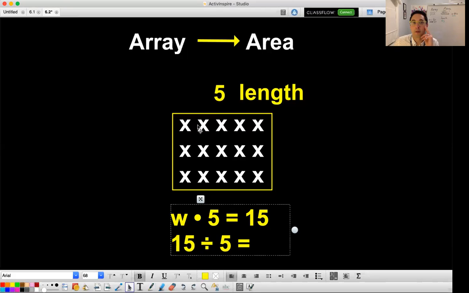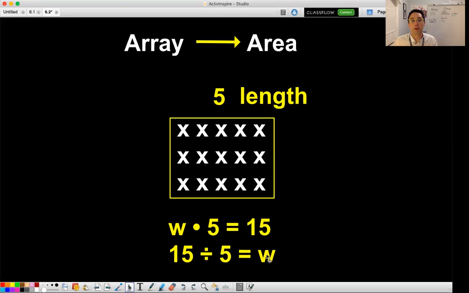So what that means is I have these 15 units, and I want to figure out how many 5s are there. 1, 2, 3, 4, 5. So this is one group of 5, 2 groups of 5, 3 groups of 5. So here we have 3. 15 divided by 5 equals 3. I could have called it W if I wanted it with an unknown.